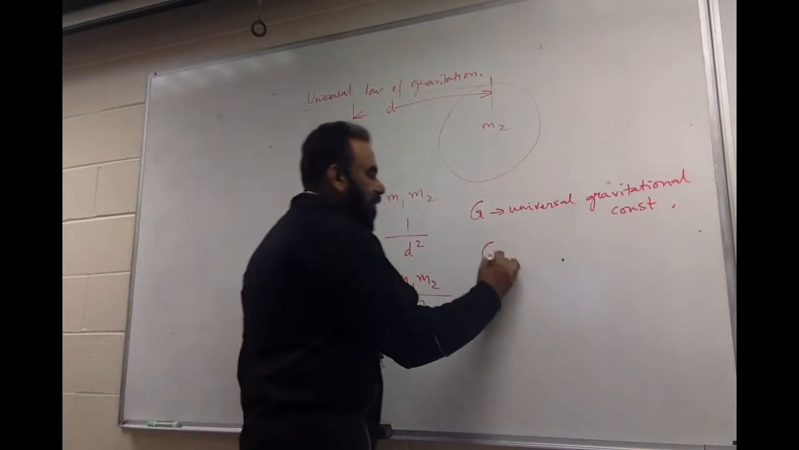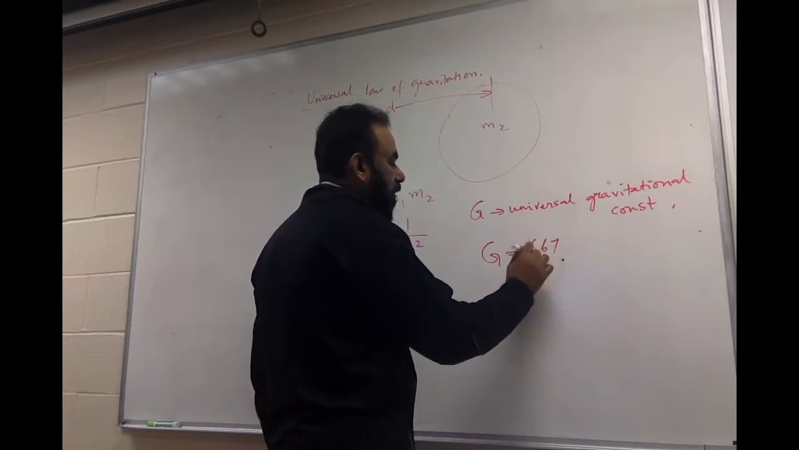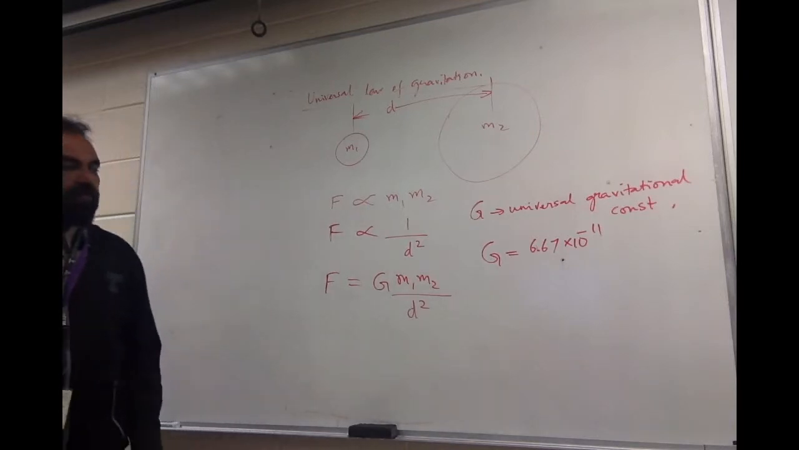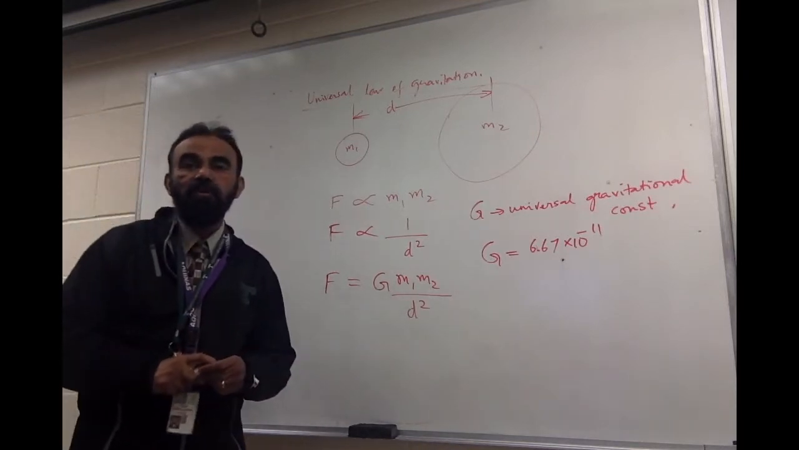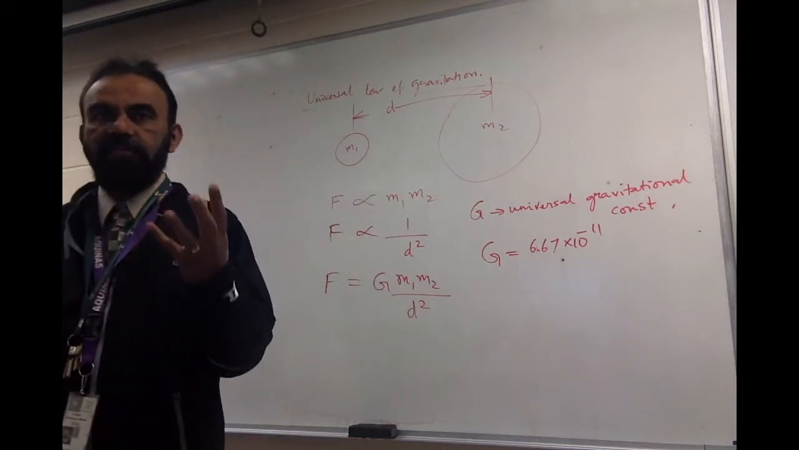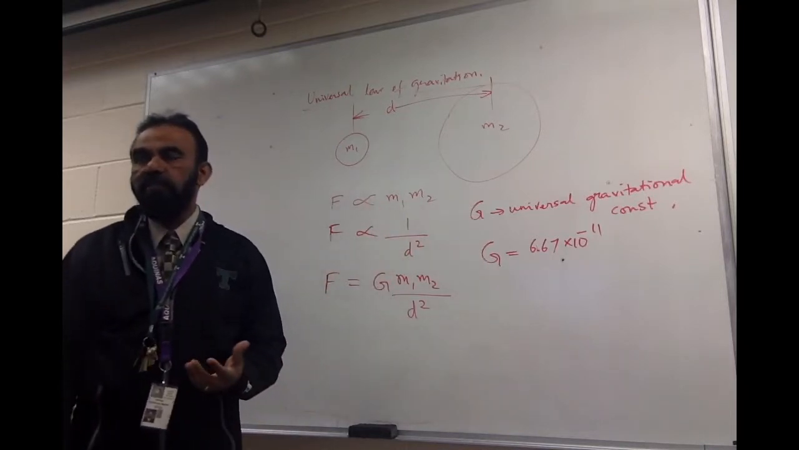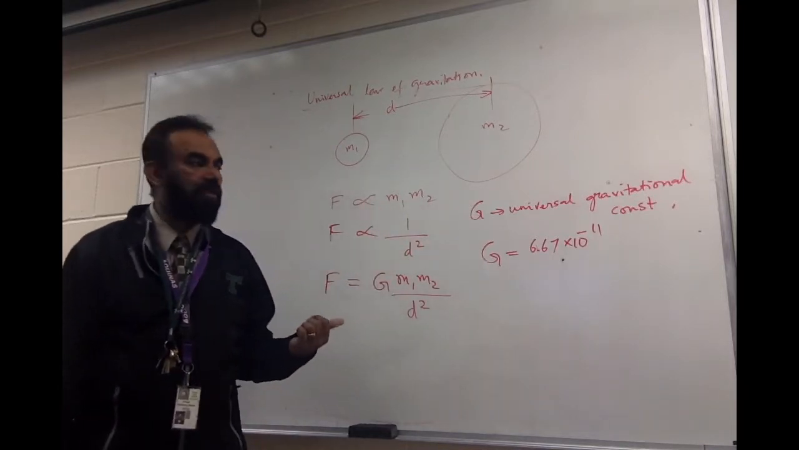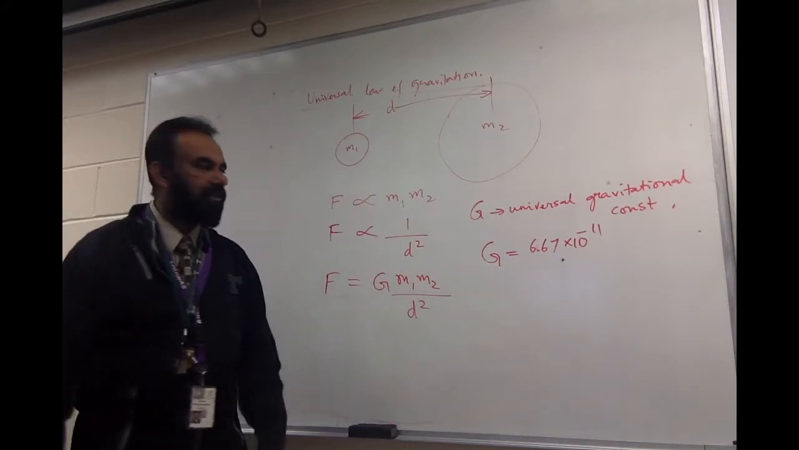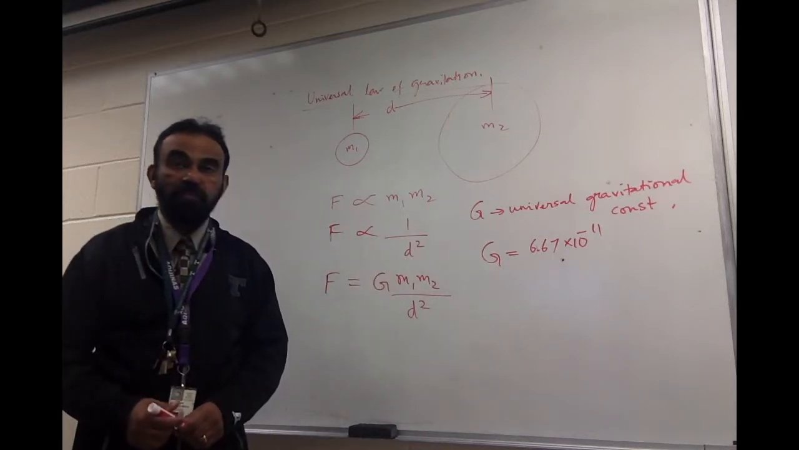And the capital G is the same everywhere in the universe. It is 6.67 times 10 to the power of negative 11. It's the same anywhere in the universe. You talk about any two pieces of matter, anywhere in the universe, be it one star with another star, be it Earth and Moon, or Earth and Sun, or anything. That's a constant of proportionality, which is 6.67 times 10 to the power minus 11.